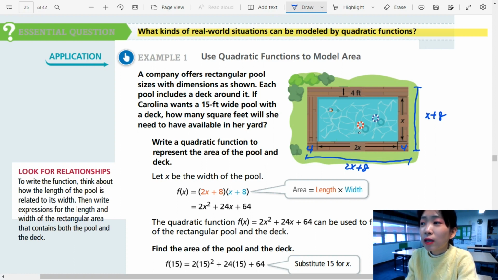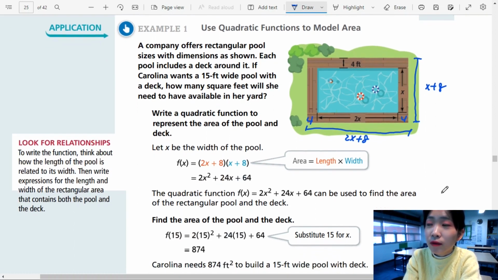So the width and the length times, if you multiply the width and the length, that would be the area. So you can let x represent the width of the pool and write this expression as a function. So the quadratic function, if you multiply them out using the FOIL method, 2x squared plus 24x plus 64 can be used to find the area of the rectangular pool and the deck all together.